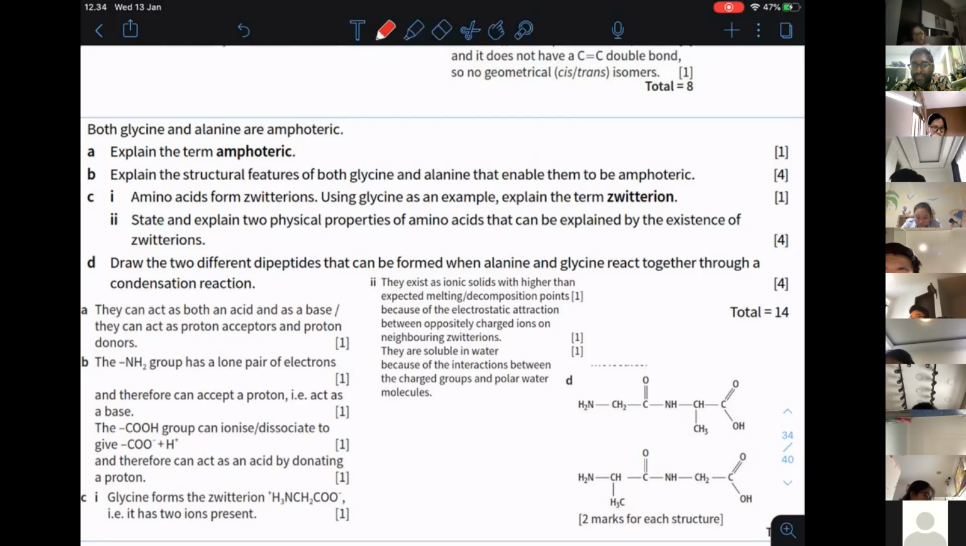Now we have only 2 more chapters to go: polymerization as well as chemical analysis. Polymerization is not that difficult. We can do it very fast. But chemical analysis, most students will have problems, so I think we need to spend more time on that. Let's focus on the chemical analysis.